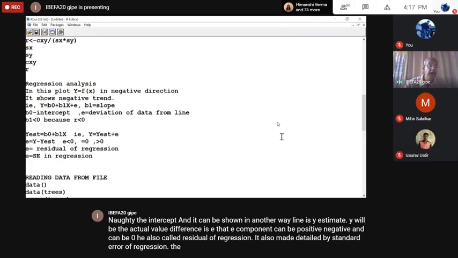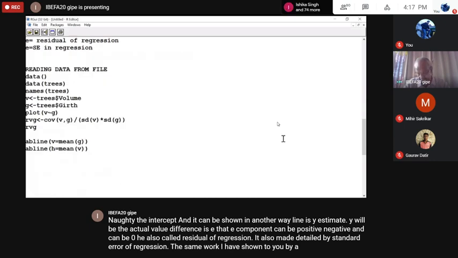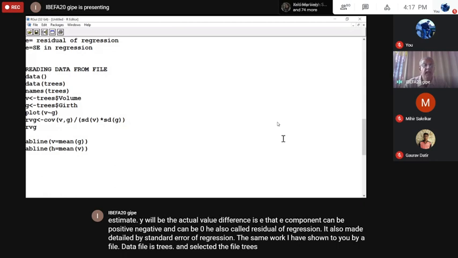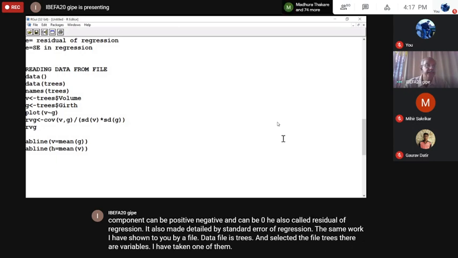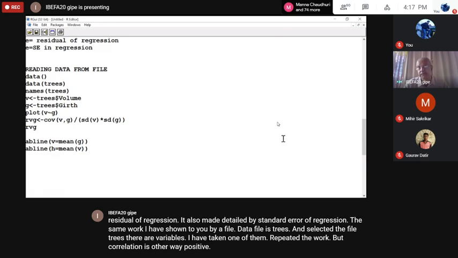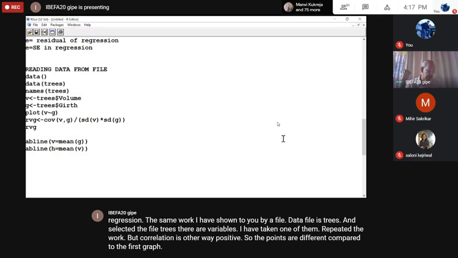The same work I have shown to you by a file. The data file is trees. I selected the file trees, there are variables, and I have taken one of them. Repeated the work. But the correlation is the other way, positive. So the points are different compared to the first graph. So this we have to continue in the next class.